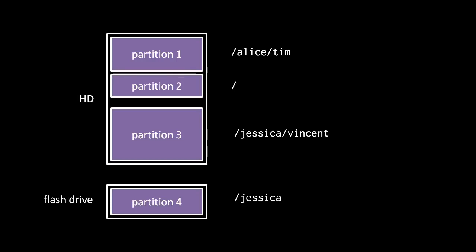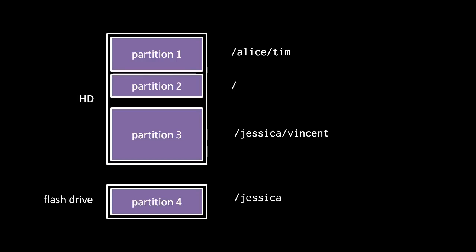The directory Jessica in partition 2 is still there, it's just now effectively hidden. We would have to unmount partition 4 if we wanted to get at the underlying directory again. In practice, we generally just don't mount partitions to directories which have stuff in them. Usually we just create empty directories for the purpose of a so-called mount point.